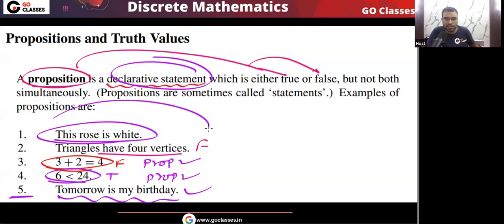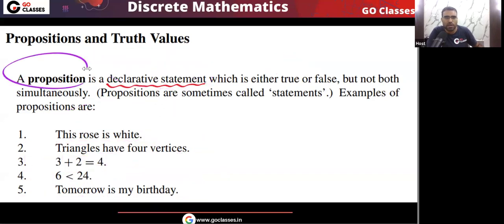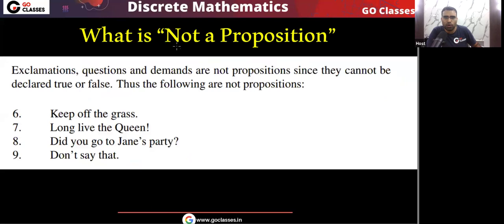So very simple, these are the propositions. Okay, I hope this point is clear. What is a proposition? A proposition is a declarative statement which is true or false. Now let's see what is not a proposition. Which sentence is not a proposition?